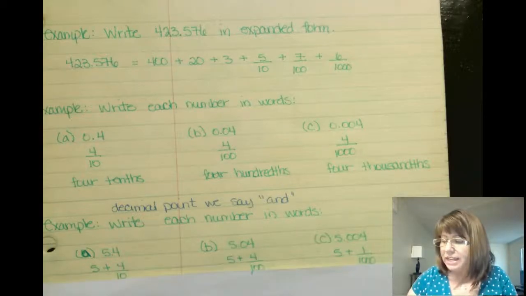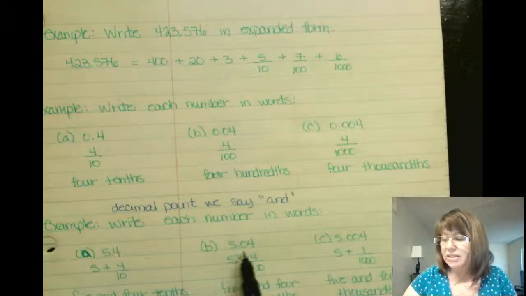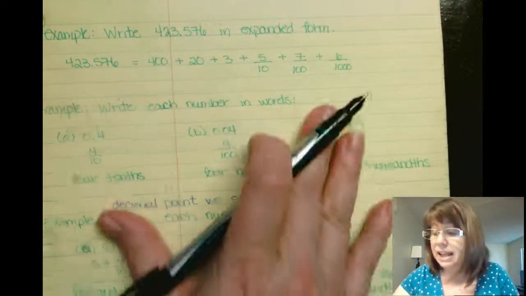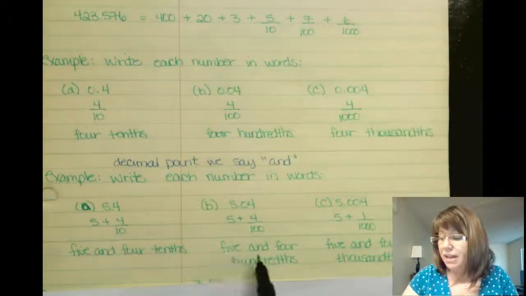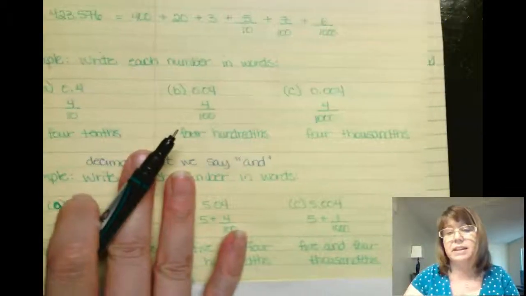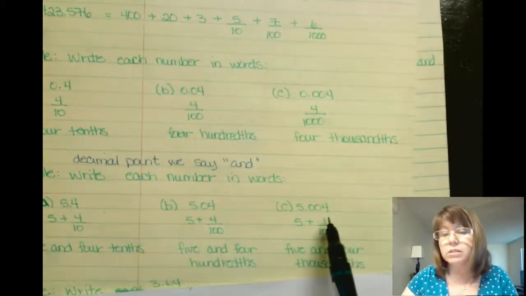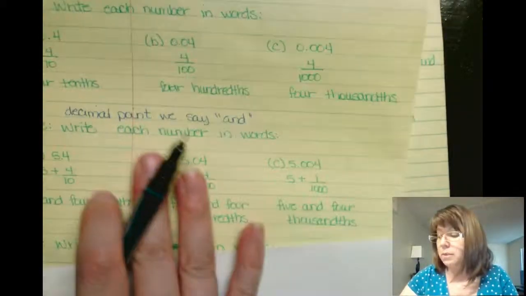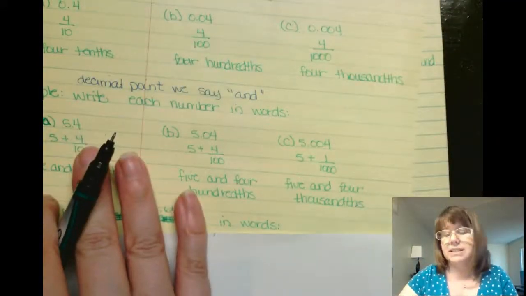So let's write each number in words. So 5.4 would be 5 and 4 tenths. 5.04, again, that's our slang way of saying it, would be 5 and 4 hundredths, our formal way of saying it. 5.004 would be formally 5 and 4 thousandths.